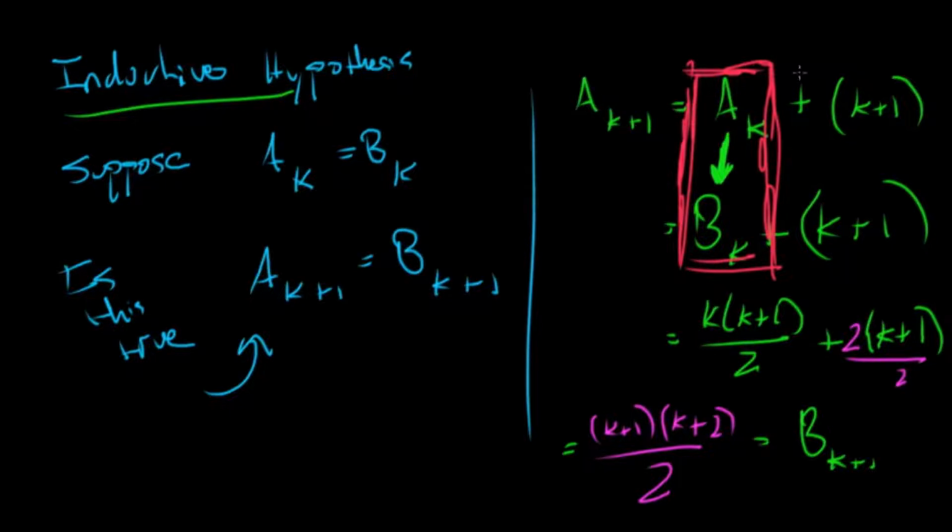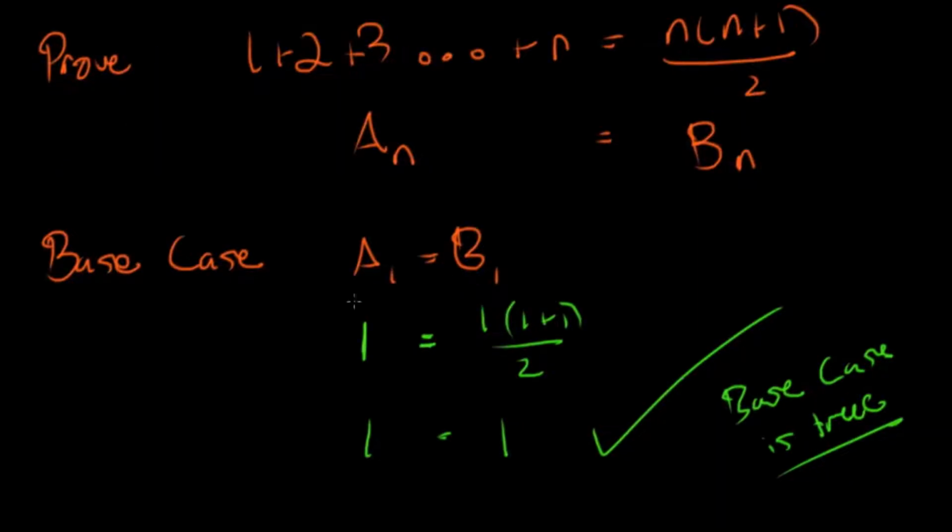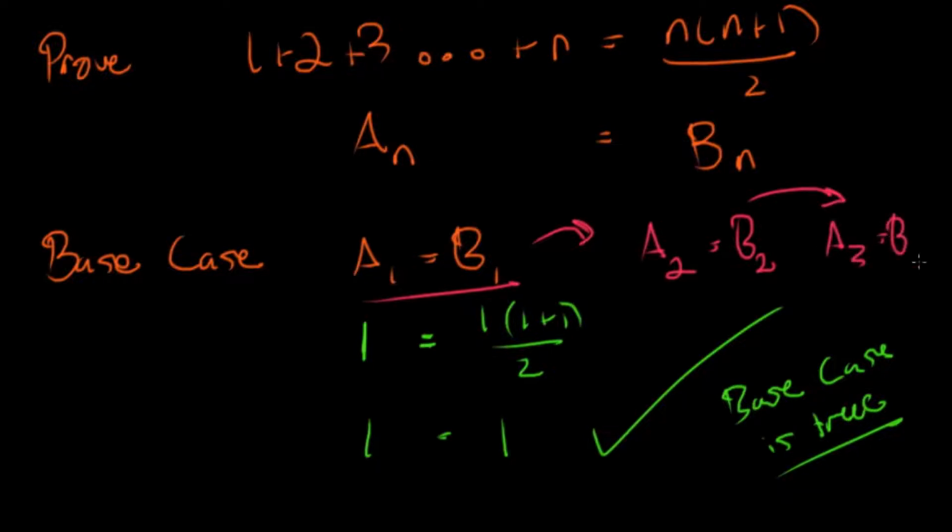A sub k plus 1 is true because a sub k is equal to b sub k, right? And because of that, and because of our base case, a sub 2 is equal to b sub 2. And because of the inductive step, a sub 3 is equal to b sub 3. And this will continue for all positive integers. So we have just proven that 1 plus 2 plus 3 all the way up to n is equal to the product of n and n plus 1 divided by 2 using induction, the principle of mathematical induction.